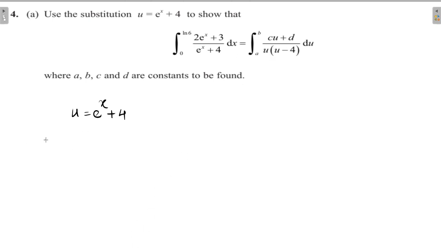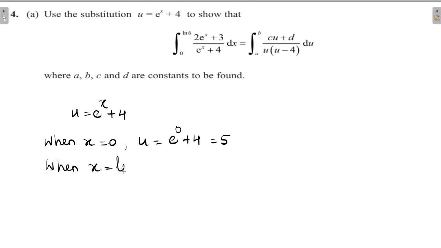So, when x equal to 0, u equal to e power 0 plus 4, that is 5. When x equal to ln 6, u equal to e power ln 6 plus 4, which is equal to 6 plus 4, that is 10. So first we found the limit values a equal to 5 and b equal to 10.